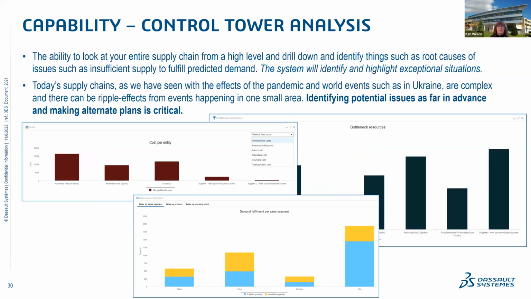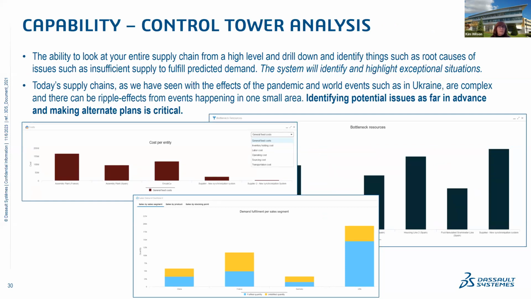Now, the whole supply chain is going to be visible at a high level. And remember, this is going to be end to end. And you can drill down to identify specific things like root causes of a particular issue. This slide is looking at cost per entity, bottleneck resources, and demand fulfillment for a particular sales segment.